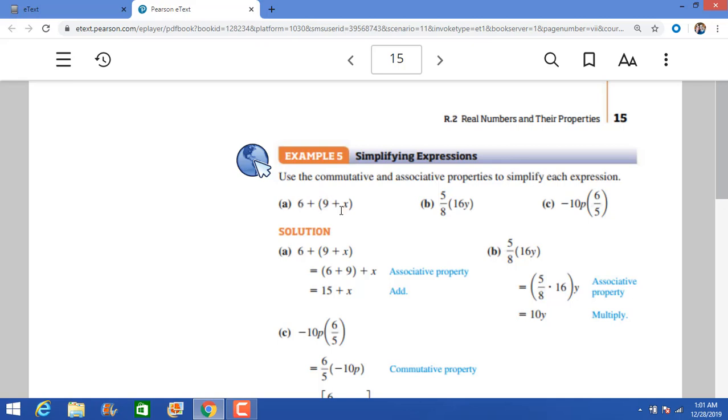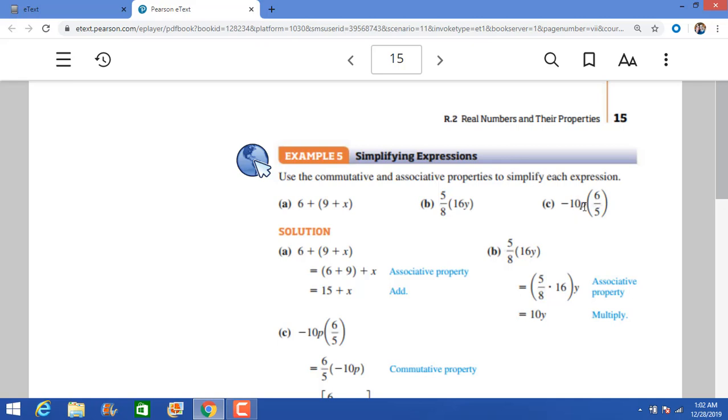plus x. Now here, I've got 5/8 times this quantity. So again, I'm going to use the associative property and group the 5/8 with the 16 and multiply those first. And then I can take 16 divided by 8 and get 2, and 2 times 5 is 10, and I get 10y. So again, I can use the associative property and just decide, hey, instead of multiplying these two first, I can multiply these two first.